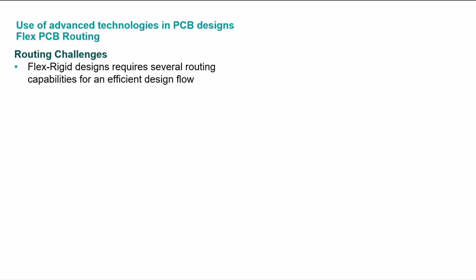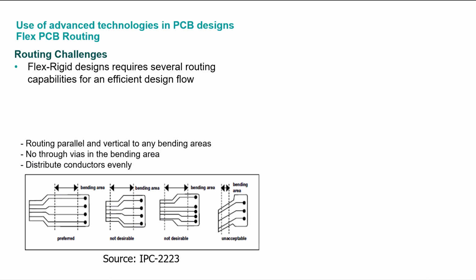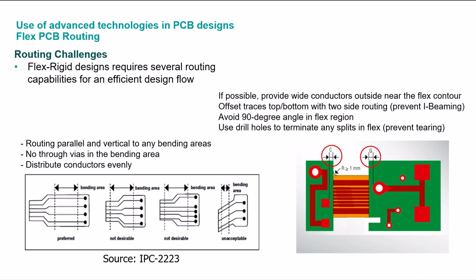Some of the challenges of routing a rigid flex design are: routing traces parallel and vertical within a bend area. There are no vias allowed in a bend area. And distributing the conductors evenly on a layer. Routing wider traces near the edges. Offsetting traces on adjacent flex layers. Avoiding 90-degree trace angles. And also avoiding holes too close to an interface area between the flex and rigid sections.